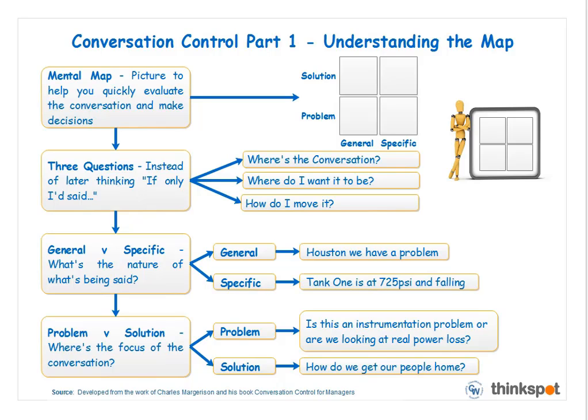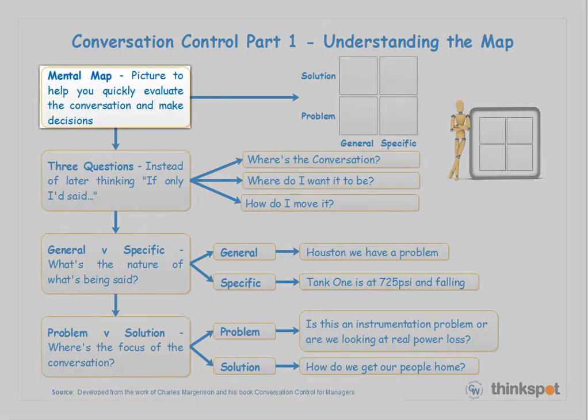This has been developed from some original work by a colleague of ours, Professor Charles Margerrison, and published in Conversation Control for Managers. We've found the visual representation creates a mental map. This helps people capture the idea quickly and does something that's really important in behavioural intelligence. It allows people to quickly choose what to say or do next, rather than acting on impulse or instinct or doing nothing and later thinking, "Oh, if only I'd said." The subtitle of Charles's original book, by the way.